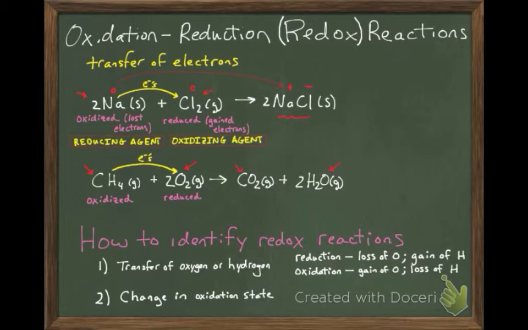Therefore, the sodium goes from an oxidation state of 0 to +1, i.e. it is oxidized, and the chlorine goes from 0 to -1. In other words, it gained electrons and was reduced. And so by assigning those oxidation states and then looking for a change between the reactants and products, we can identify a redox reaction as occurring in that particular chemical reaction, sodium plus chlorine going to sodium chloride.